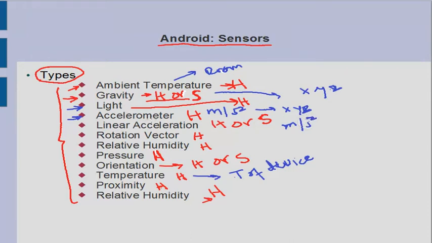So what is the difference between accelerometer and linear acceleration? This includes gravity, and this excludes gravity. This is minus gravity. This is without gravity. This linear acceleration is without the gravity. So that's the difference.